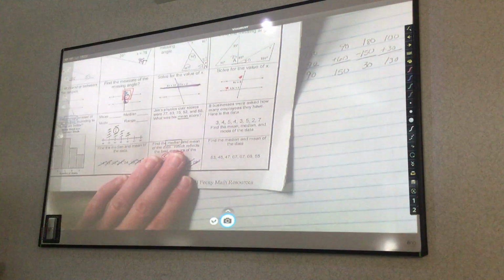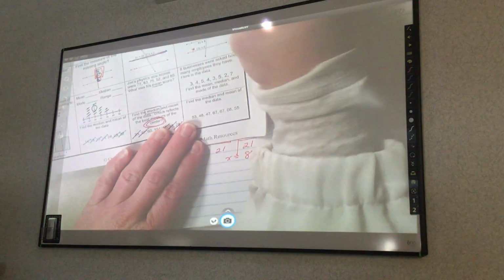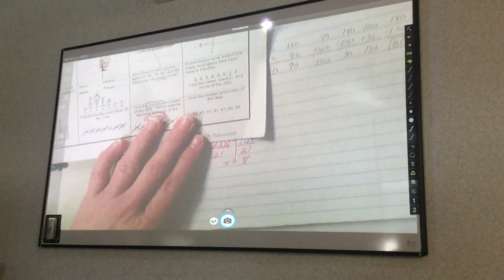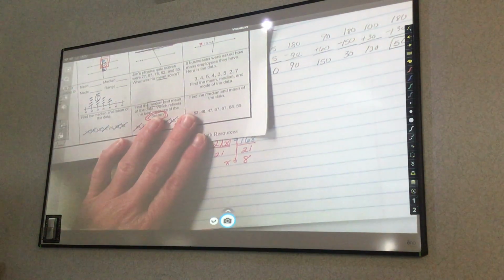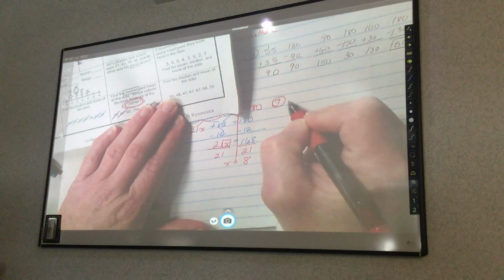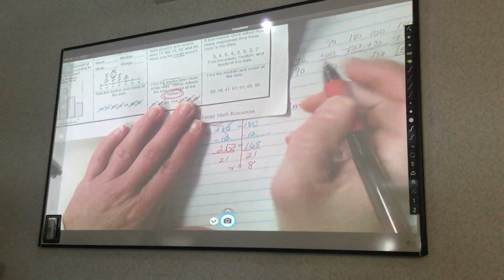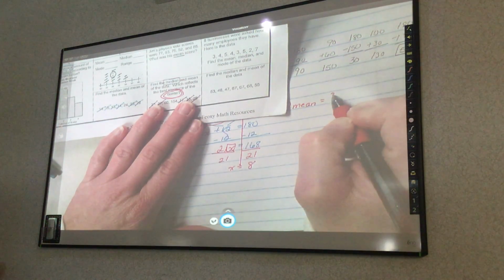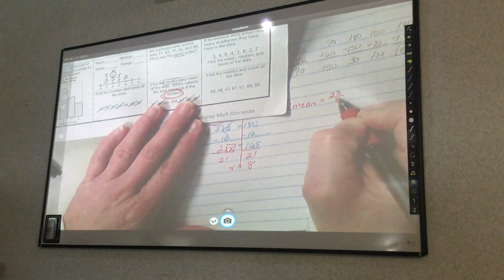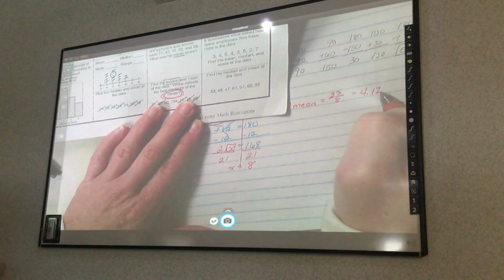Seven, 8 businesses were asked how many employees they have. Here's the data. Find the mean, median, mode, or just that's it. I guess we didn't have to find the range. So to find the mean, we added them up, correct? And when you added them up, it should have been 33. And then you divided by how many numbers you have, which is 8. So your answer would have been 4.125.